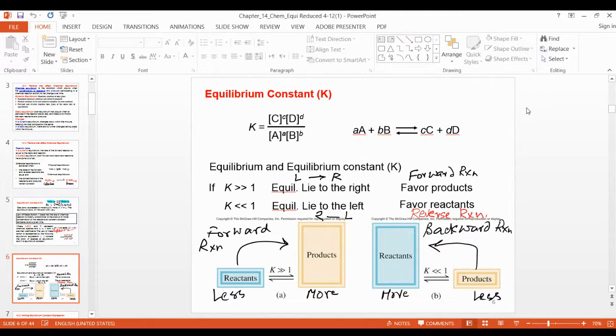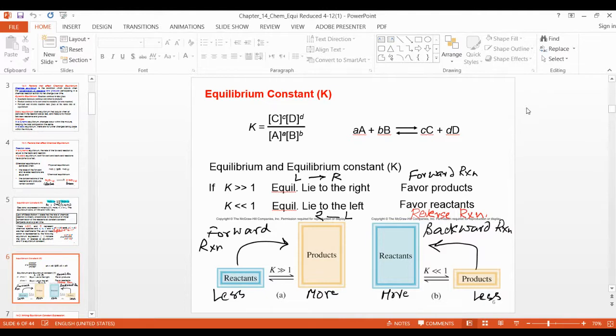And you should know this one: K is greater than 1, K is less than 1, or K is equal to 1. If K is greater than 1, of course the equilibrium lies to the right, which means more product is formed, left to right. Because the equilibrium shifts from left to right, it means the product is favored. If K is less than 1, it means the equilibrium lies to the left. It means the reactant is favored, right?